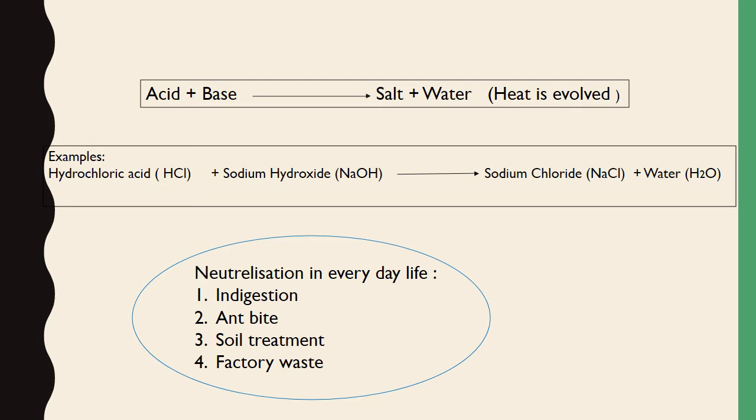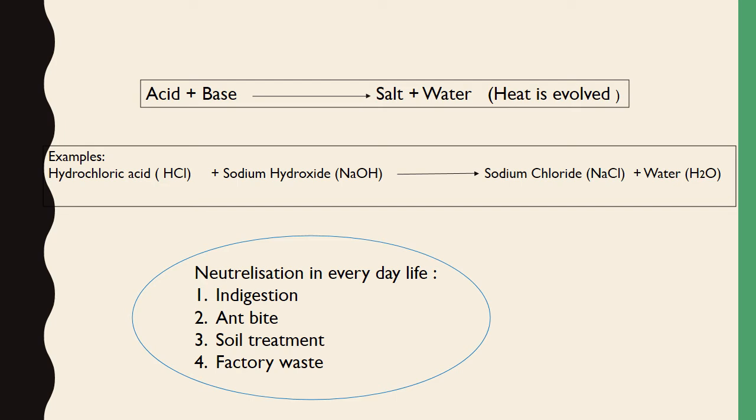Examples you can see, hydrochloric acid HCl plus sodium hydroxide NaOH. They both react and they give sodium chloride. Sodium chloride is the common salt which we are using at our home. So the formula of this sodium chloride is NaCl plus water. Water, the formula is H2O.